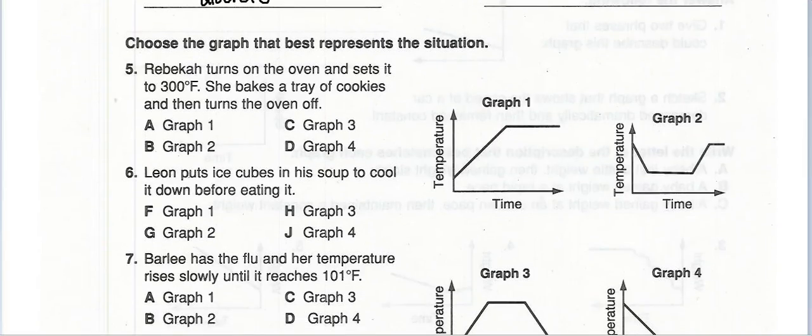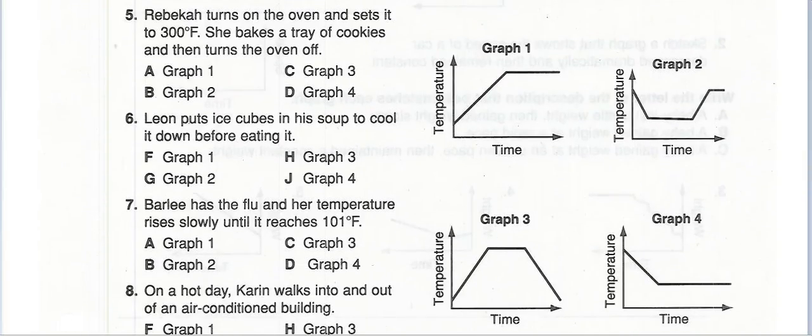Number 5. Choose a graph that best represents each situation. So Rebecca turns on the oven, so that means the heat's going up. Sets it to 300, so that means once it hits 300 it stays level. She bakes a tray of cookies and then turns the oven off. So I'm looking for something that increases and then has a nice flat line and then it goes back down. So it looks to be graph number 3.